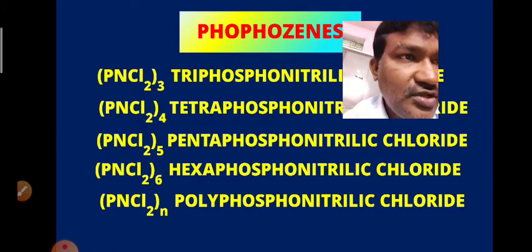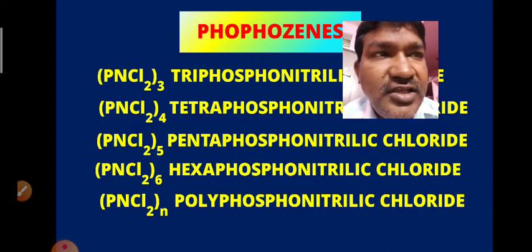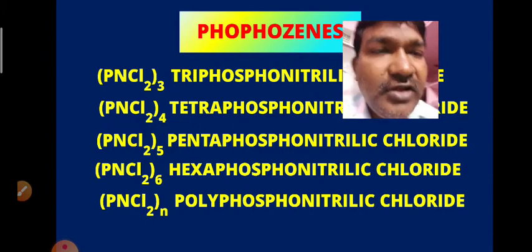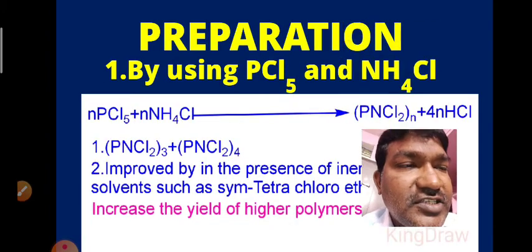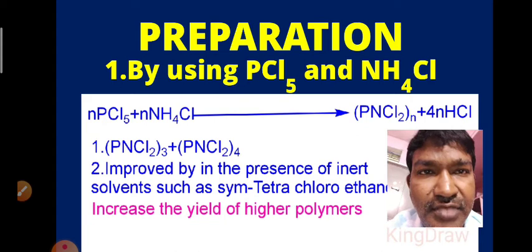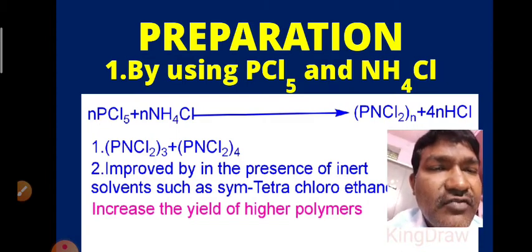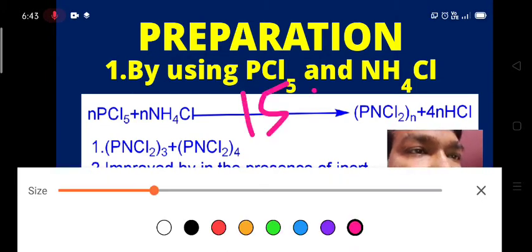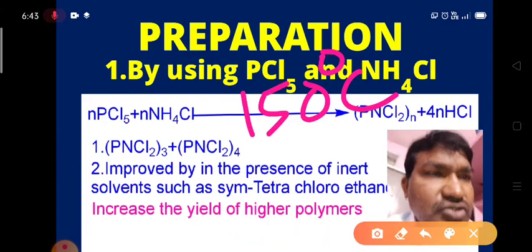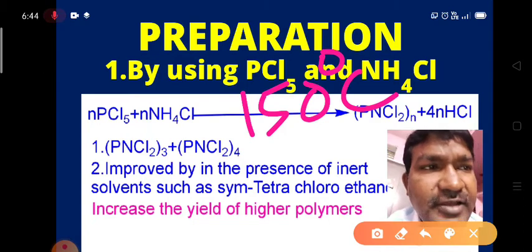Now we discuss the preparation methods of the phosphazenes. Here we are going to study 3 preparation methods. First of all, we go for the first method, that is by using phosphorus pentachloride and ammonium chloride. In this method, phosphorus pentachloride is heated with an excess of ammonium chloride at 150 degrees centigrade. So here we get a mixture of polymers and HCl.